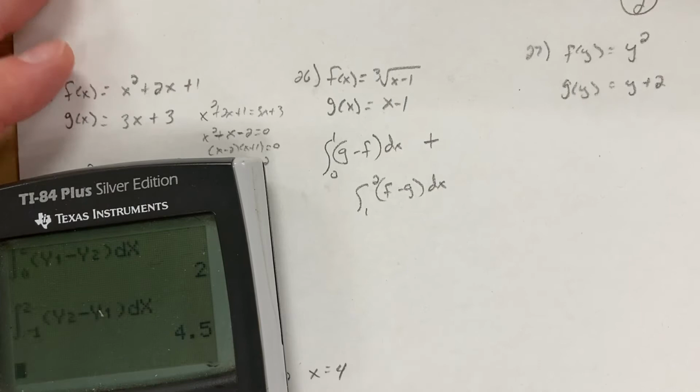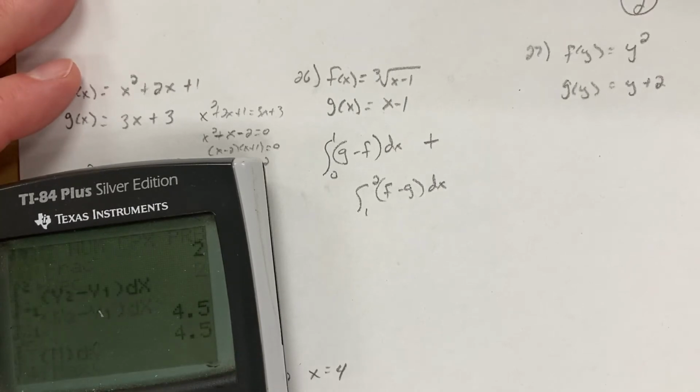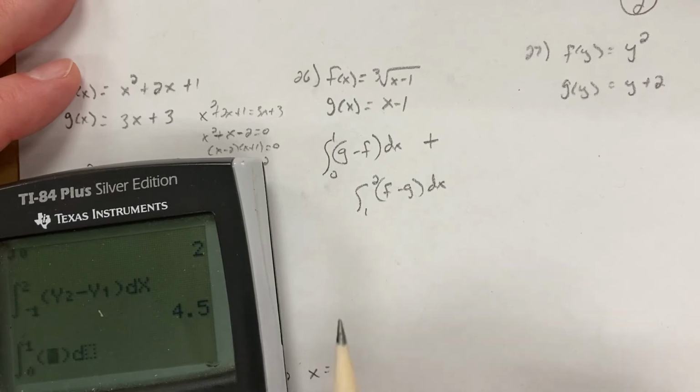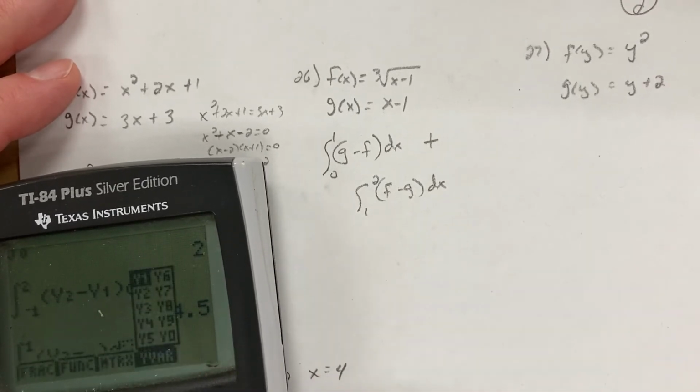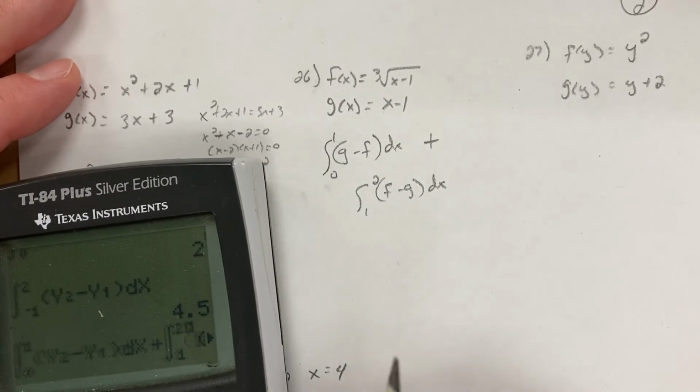So now if I take the calculator and go math 9, 0 to 1, we're going to go g minus f, so that's y2 minus y1, okay, plus math 9 from 1 to 2. Now we'll do it the other way.